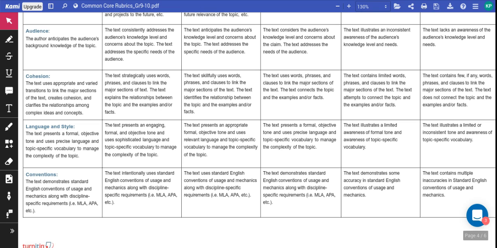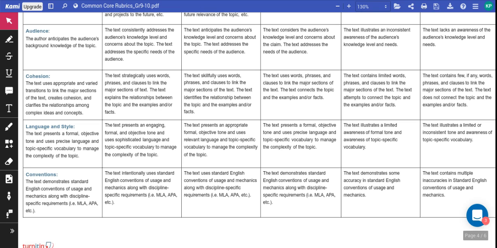Language and style really has to do with how you're writing, and in a really exceptional essay, you are really engaging. You're formal. You're using an objective tone. And that means that you're not using a biased tone that's showing kind of your attitude about the subject, but you're showing that you're just giving the information. You're using specific language, and here's where using some of your figurative language that you've learned about can be really helpful in making it engaging. And topic-specific vocabulary.